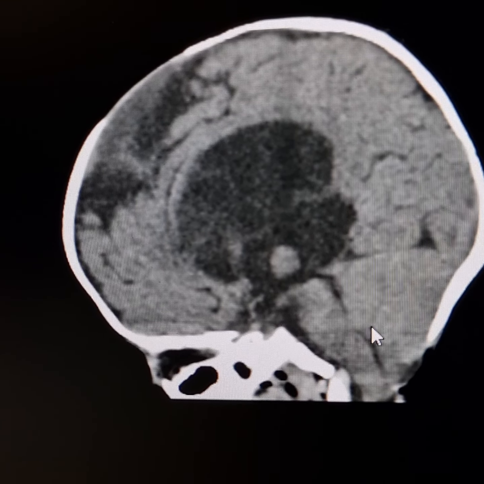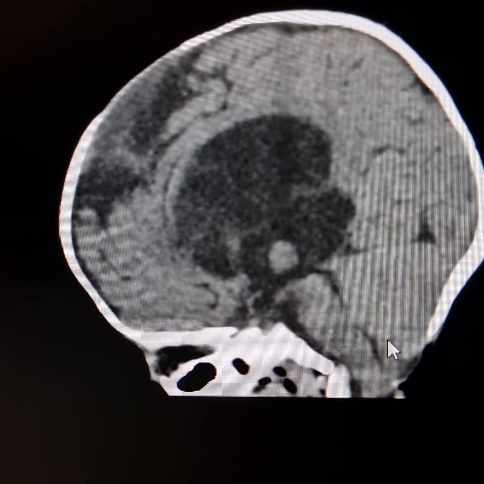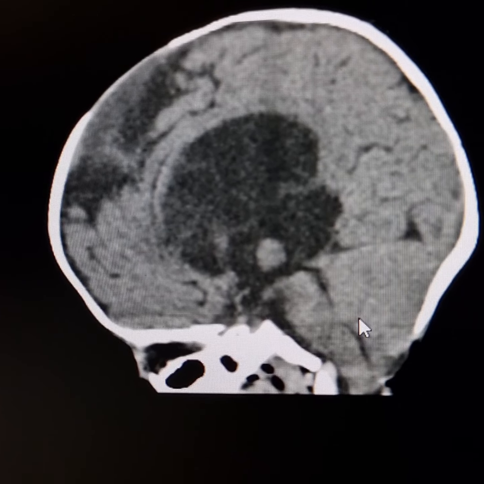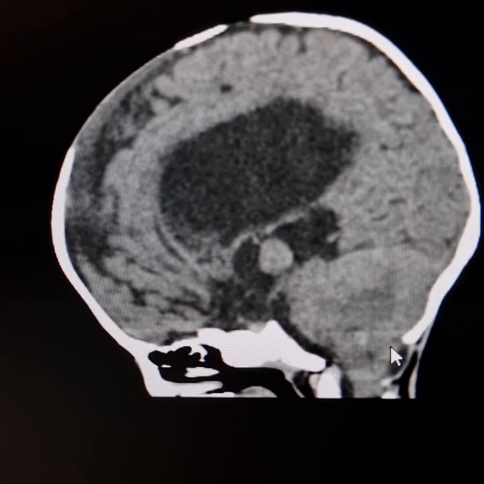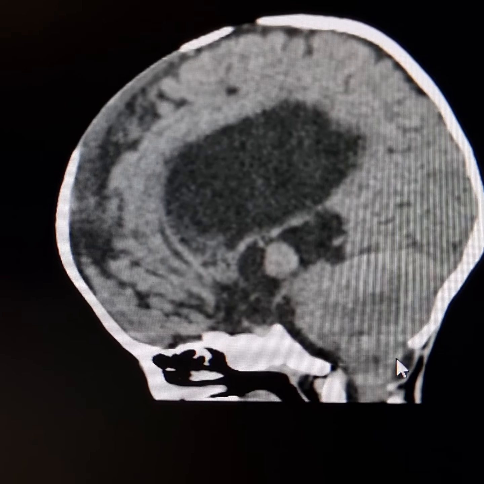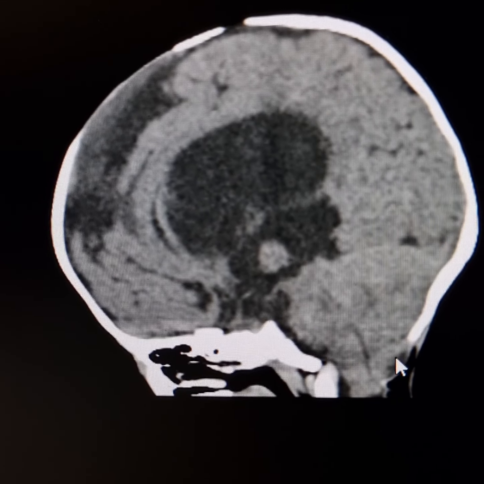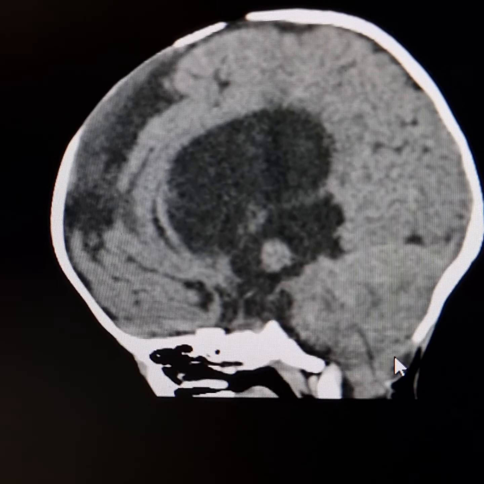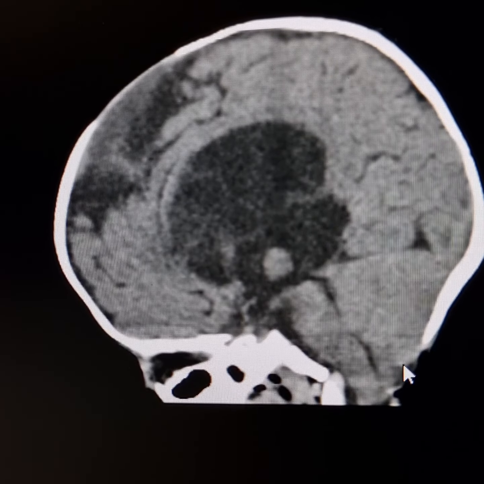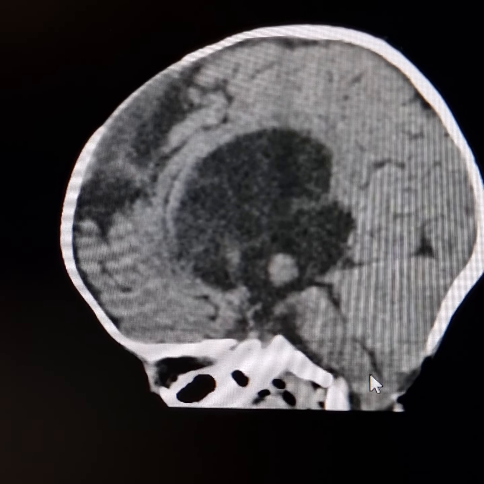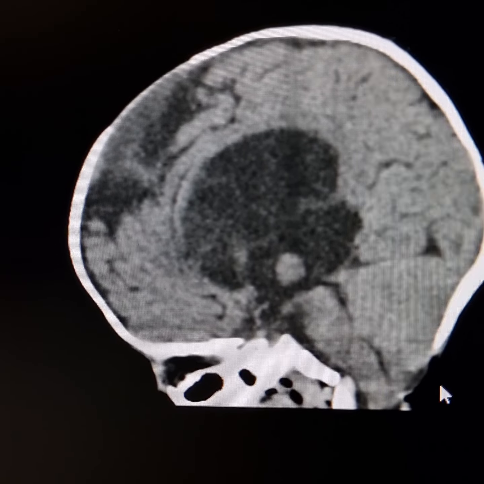This is the region of the fourth ventricle which is markedly narrowed. This has resulted in obstructive hydrocephalus. Please observe the herniation of cerebellar tonsils through the foramen magnum into the upper part of the dilated cervical spinal canal. This is the brainstem which is displaced anteriorly.